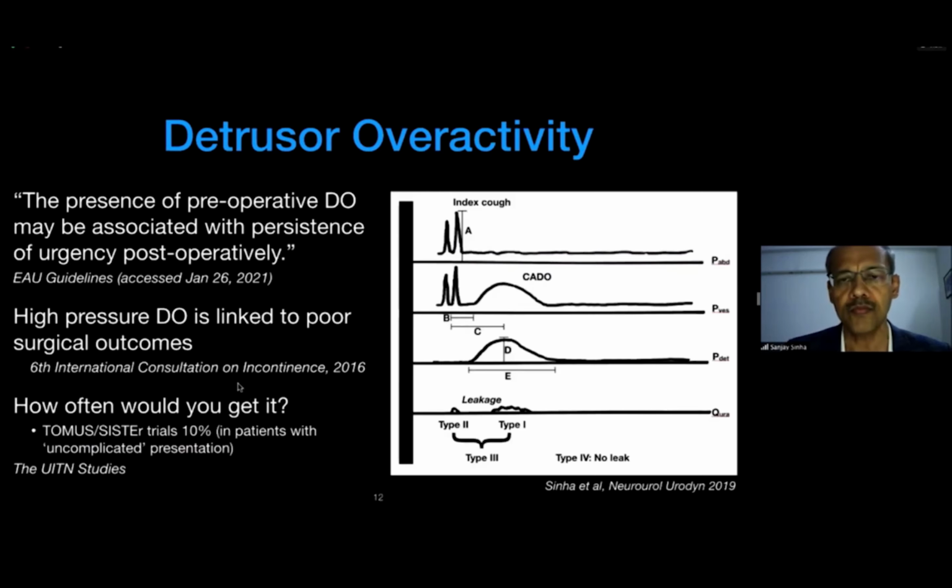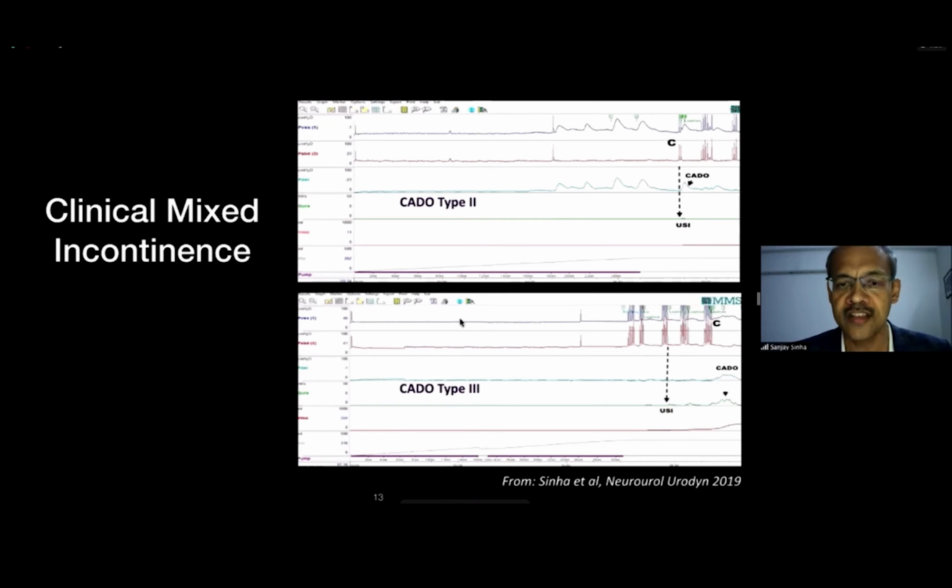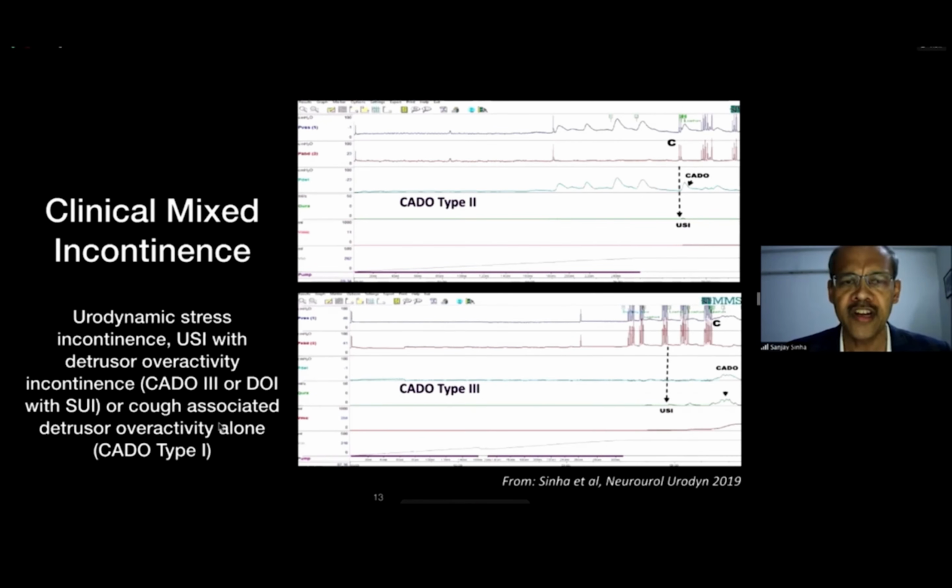You could also have cough-associated detrusor overactivity, and this can take several forms, as we published in 2019. Some of these things are difficult to differentiate. So you can see here, this is a patient who has a type 2 cough-associated detrusor overactivity incontinence, where the leak happens with the stress rather than with the phasic contraction. This is a patient who has type 3, where the leak is both with the stress as well as with the phasic contraction. It is very difficult to differentiate all these and offer appropriate surgery to the patient just on the basis of clinical history, unless you do a careful examination of the urodynamic traces.